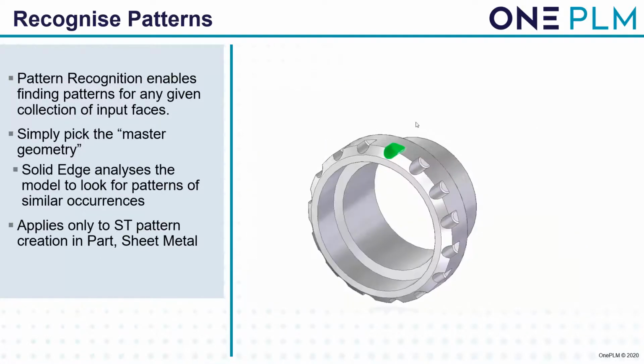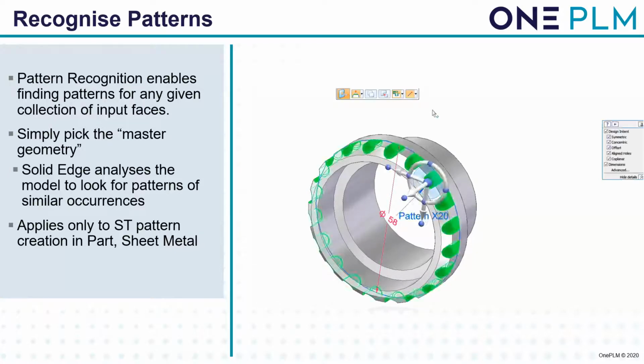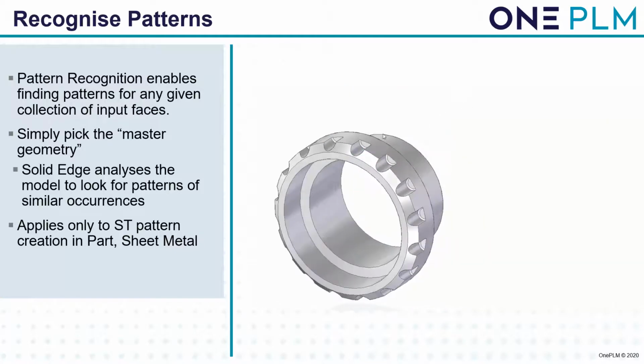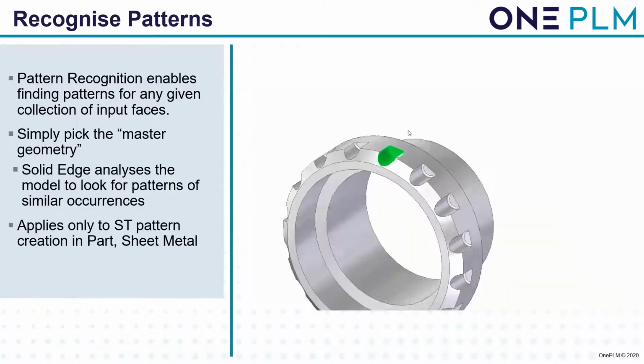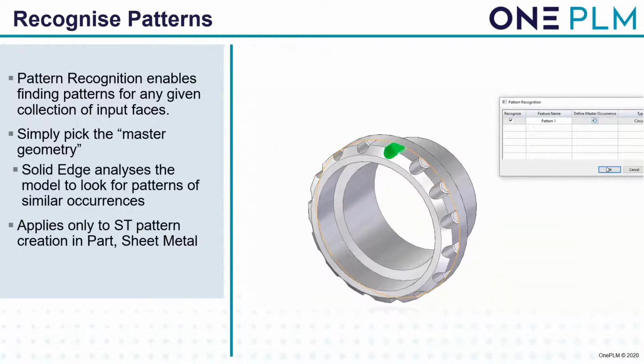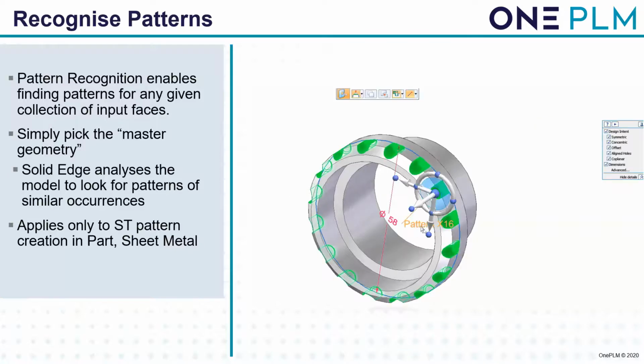Recognize patterns. So this enables finding patterns for any given collection of input faces. Simply pick the master geometry just from one of the pattern instances, and then Solid Edge looks at the model to find the patterns of similar occurrences. Applies only to an ST pattern creation in part and sheet metal on there.